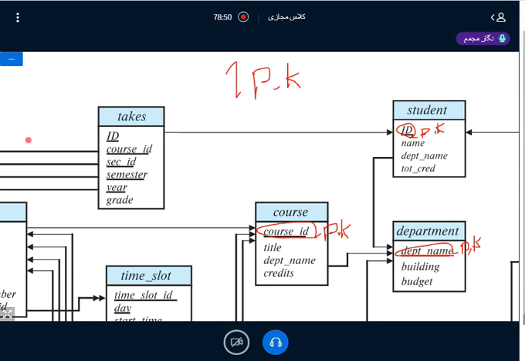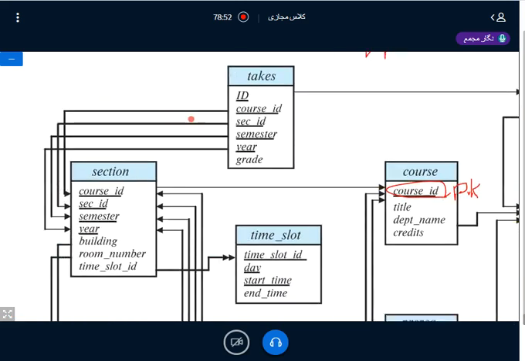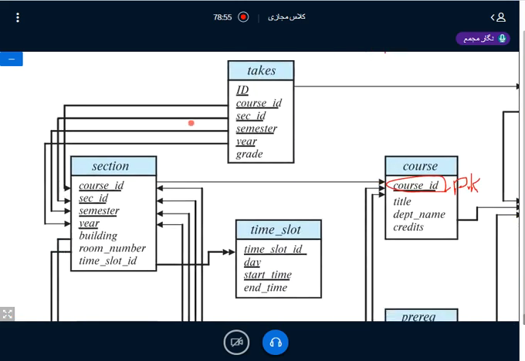Yes, for example, here table takes, as you can see, has five foreign keys. ID is a foreign key, course ID is a foreign key, section ID is a foreign key, semester is a foreign key, and year is a foreign key. We have five foreign keys here, but we have only just one primary key. This is a primary key.